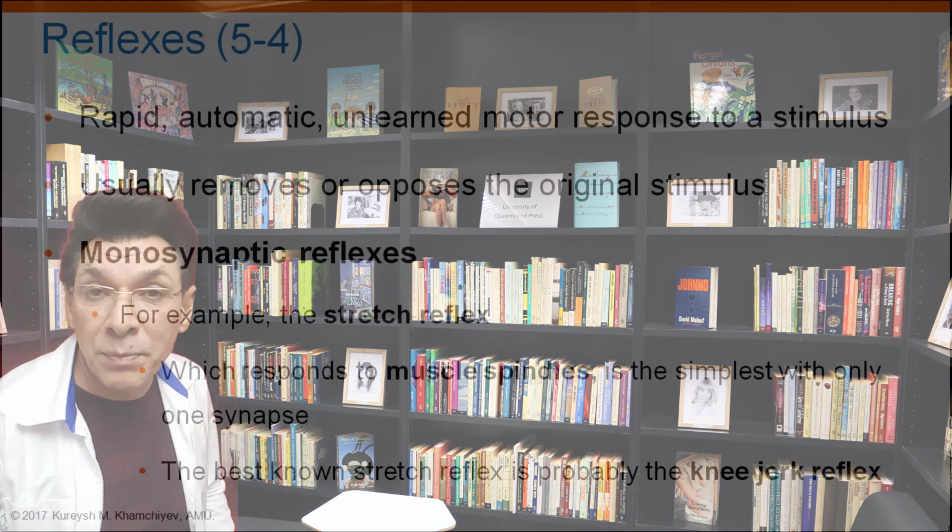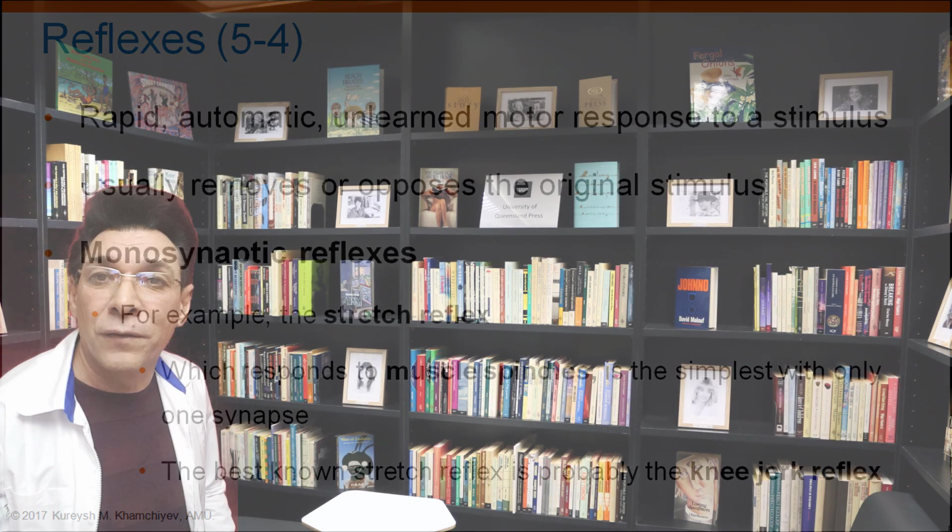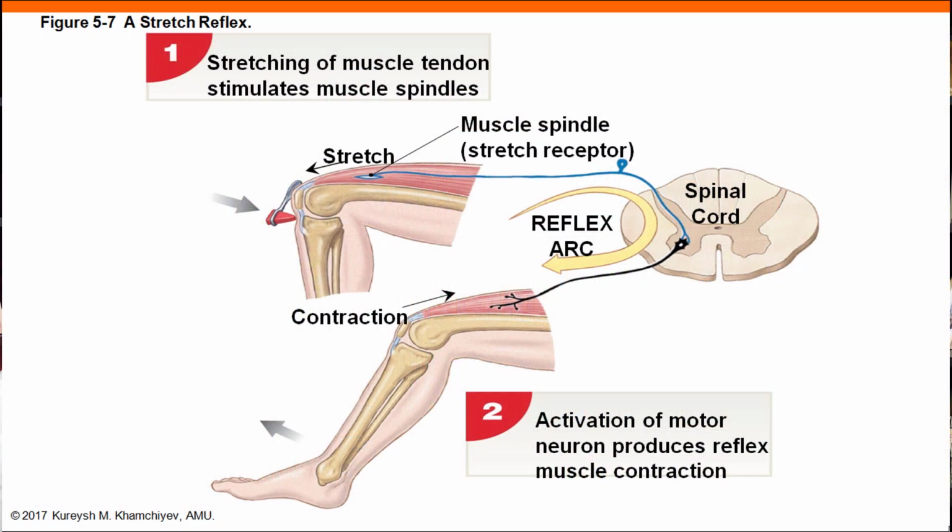Our next question is reflexes. Reflexes are rapid, automatic, unlearned motor responses to a stimulus. A reflex usually removes or opposes the original stimulus. Monosynaptic reflexes are the first type of reflexes. For example, the stretch reflex, which responds to muscle spindles, is the simplest, with only one synapse. The best known stretch reflex is probably the knee jerk reflex.